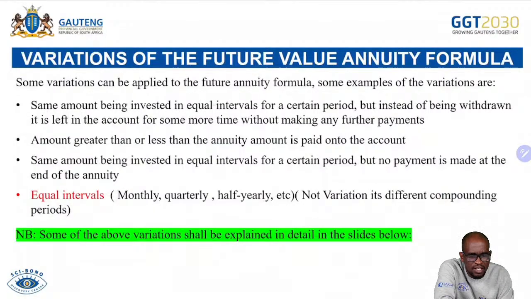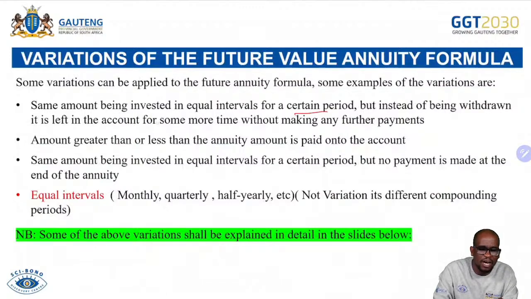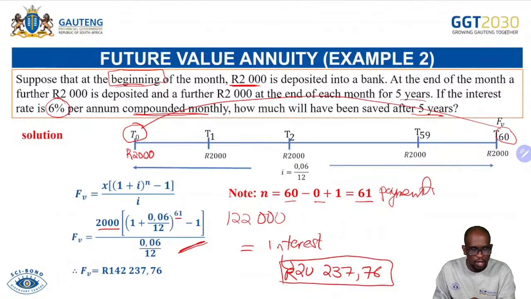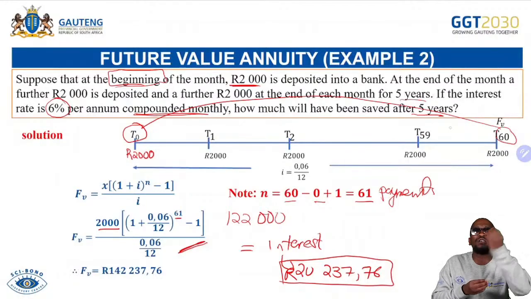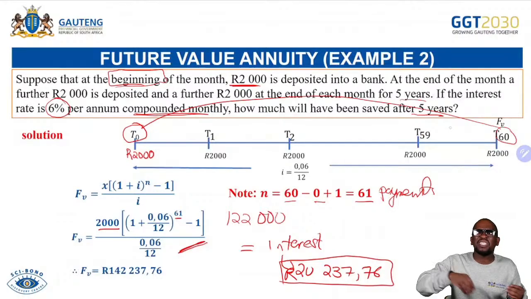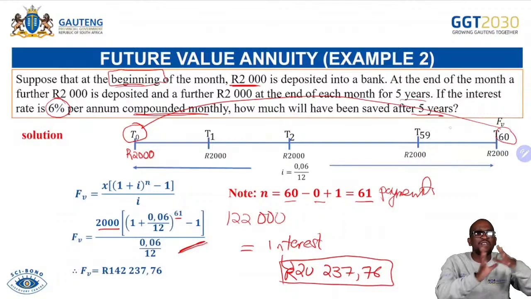The same money is invested in equal intervals for a certain period, but instead of being withdrawn, it is left in the account to grow some more time without making any further payments. Let's say in the previous example, you've invested it for 5 years, right? And then maybe after 5 years, when you have to take the money, you say, I don't need it now, but I don't want to make any further payments. I'll take the money after 8 years. You leave it in the account.